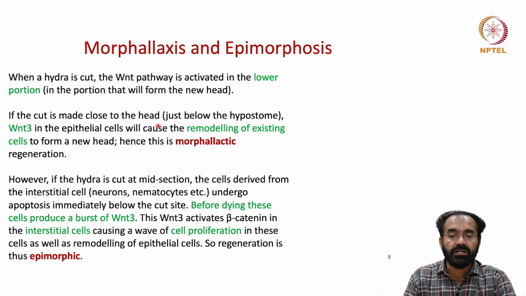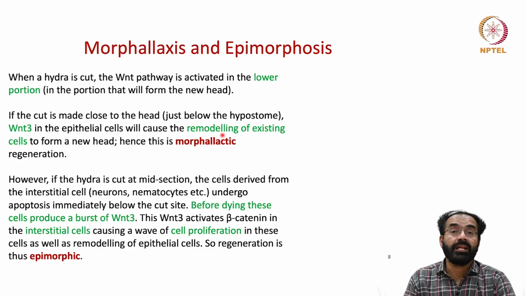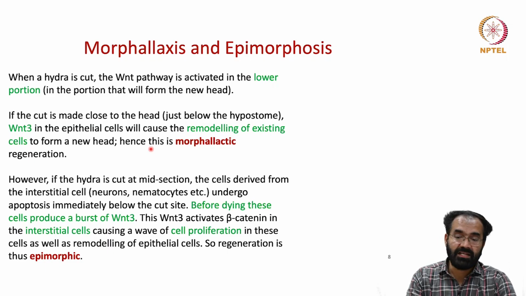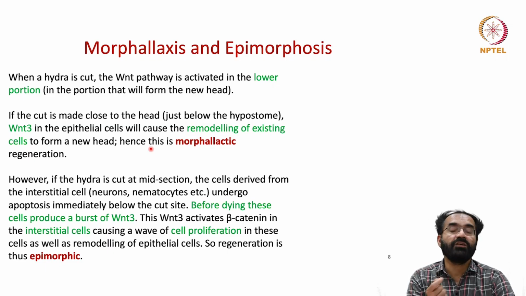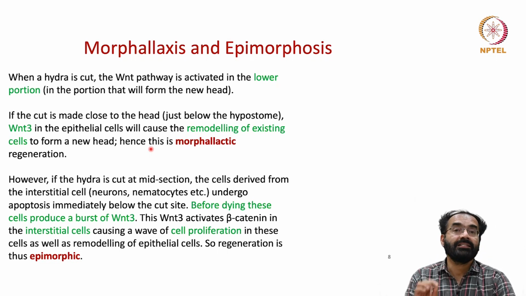If the cut is made close to the head, that is just below the hypostome, Wnt3 in the epithelial cells will cause the remodeling of the existing cells to form a new head. Hence it is called a morphallactic regeneration. That means if the cut is made very close to the head, just below the hypostome, the Wnt can influence the epithelial cells and it will cause the remodeling of the existing tissue, and it will start forming a new head. That is morphallaxis to start with.